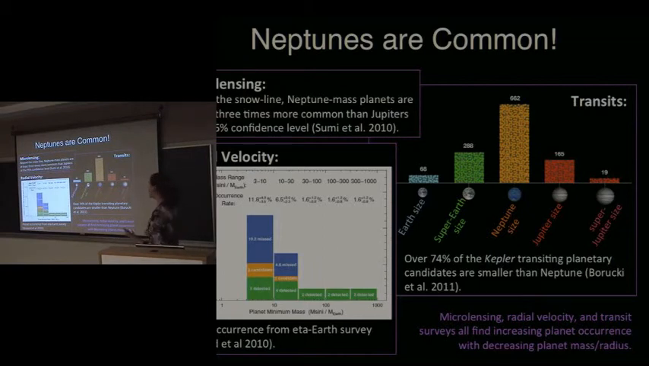So microlensing, radial velocity, and transit surveys are all starting to give a consistent story: the planet abundance increases toward smaller masses and smaller radii. But what are these Neptune-sized planets?